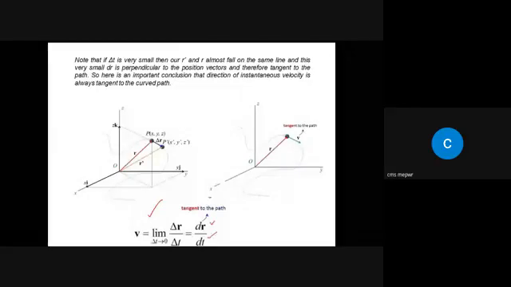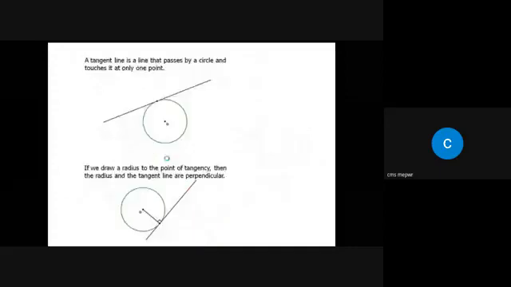So if this distance is almost straight, this means the path that the particle follows from this point till this point will be tangent. This delta r, or this dr, will be basically tangent to this path. And you already know what a tangent is, right? For example, if you have a circle, and a line is touching it at a point, that will be a tangent.